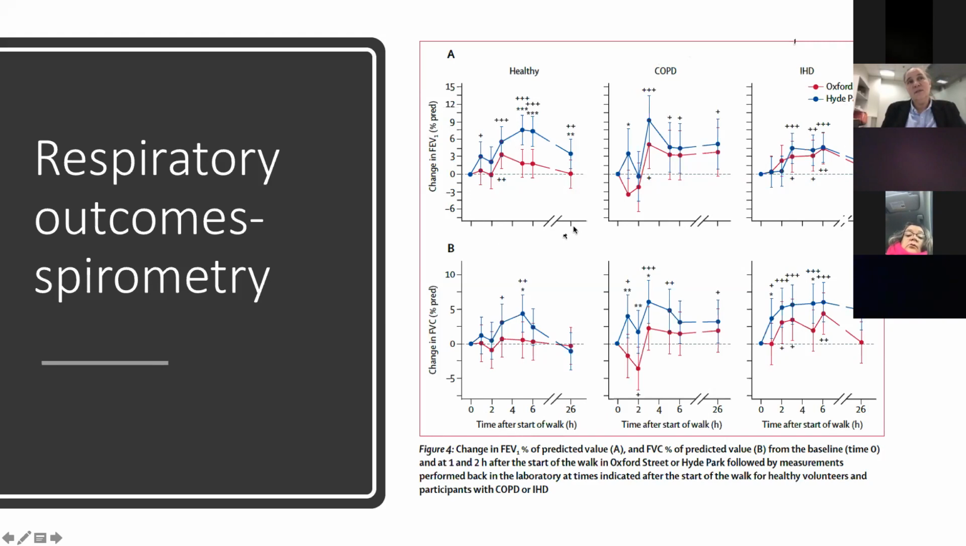But what you can see from all of these six graphs is that the blue line, the walking through Hyde Park, appears to have beneficial effects for lung function in terms of FEV1 and FVC for all participants, regardless of whether or not they had ischemic heart disease or chronic obstructive pulmonary disease, or whether they were healthy participants. So at the 2 hour mark, you seem to have improvements of lung function parameters, and they maintain out until the 26 hour mark. And they're almost always different from those walking in the highly polluted areas.